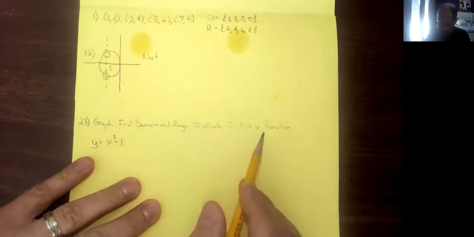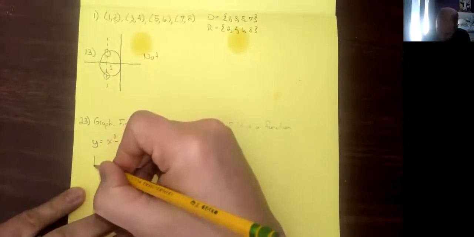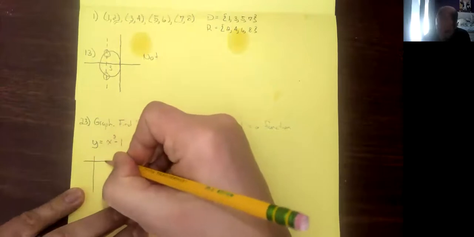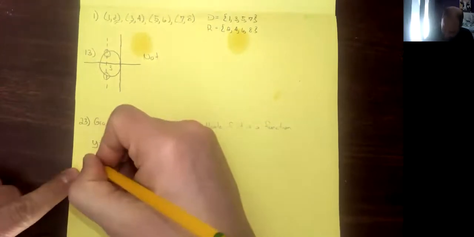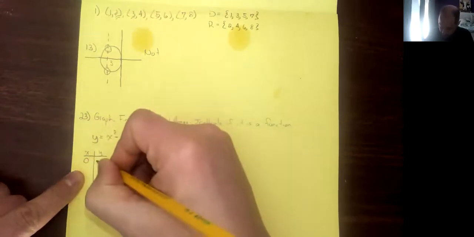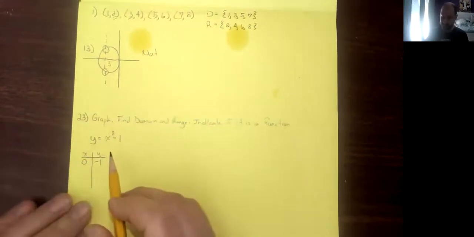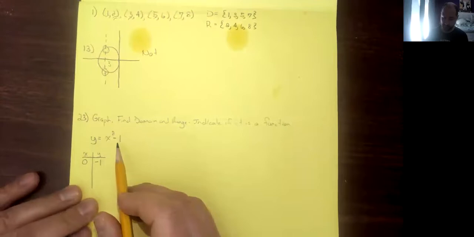Now 23, it gets a little more complicated. Graph, find domain and range, indicate if it's a function. I still like doing this in class. I like showing a table, and here's my x, here's my y. Obviously, I'll start with 0 to see what happens. When I zero it out for x, I know that my y is -1.